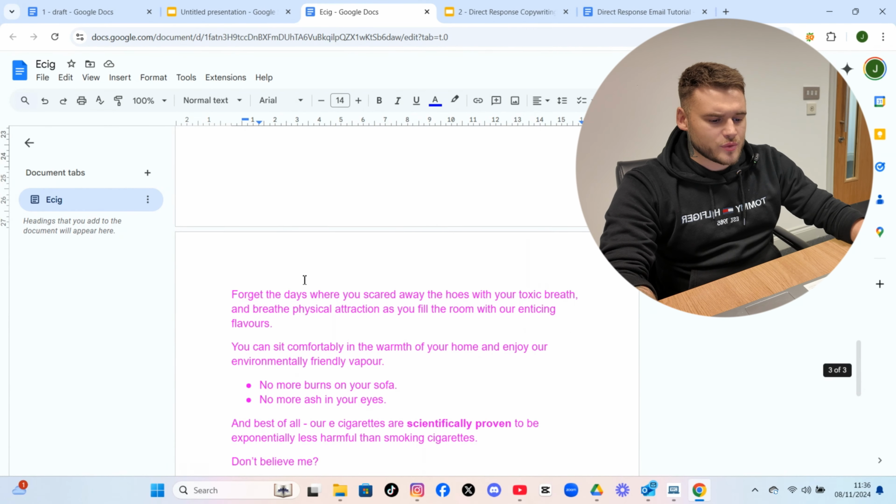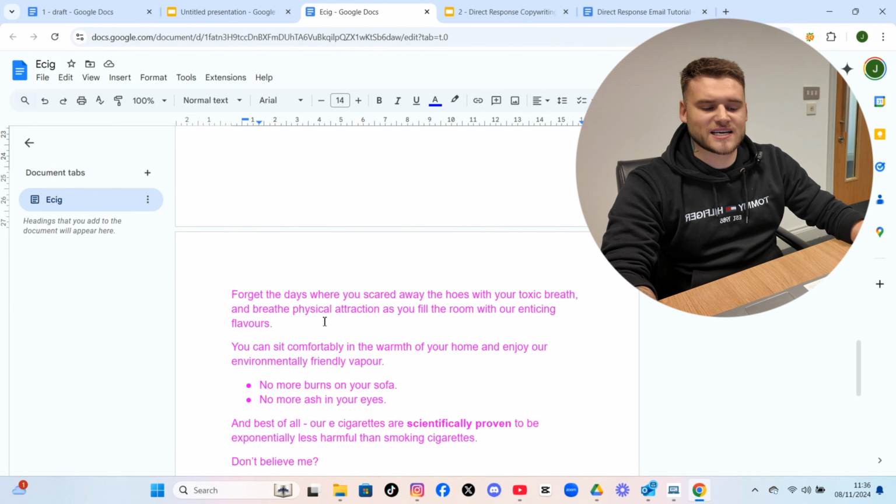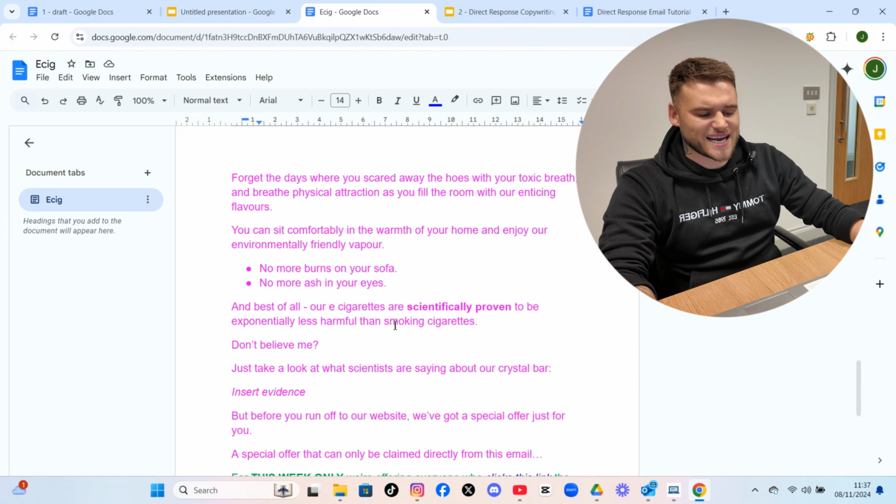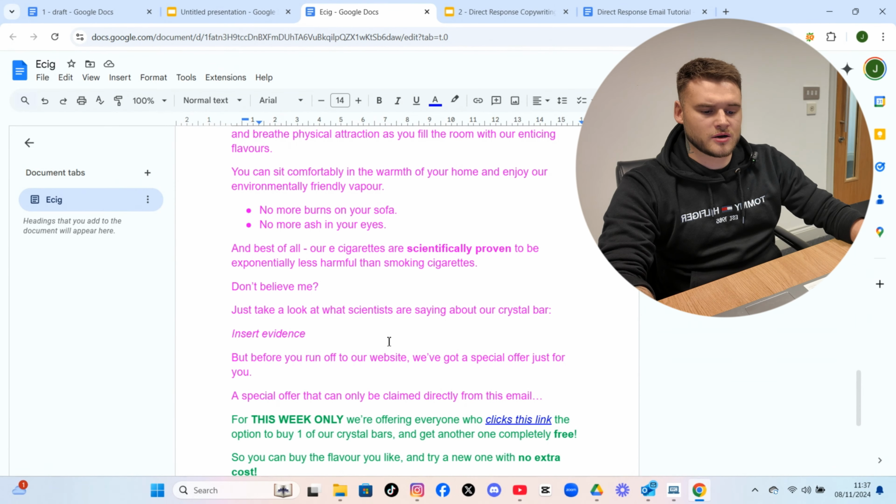Forget the days where you scared away the hose with your toxic breath and breathe physical attraction as you fill the room with our enticing flavours. You can sit comfortably in the warmth of your home and enjoy our environmentally friendly vapour. No more burns on your sofa, no more ash in your eyes. And best of all, our e-cigarettes are scientifically proven to be exponentially less harmful than smoking cigarettes. You don't believe me? Just take a look at what scientists are saying about our Crystal Bar. Market research, insert evidence.